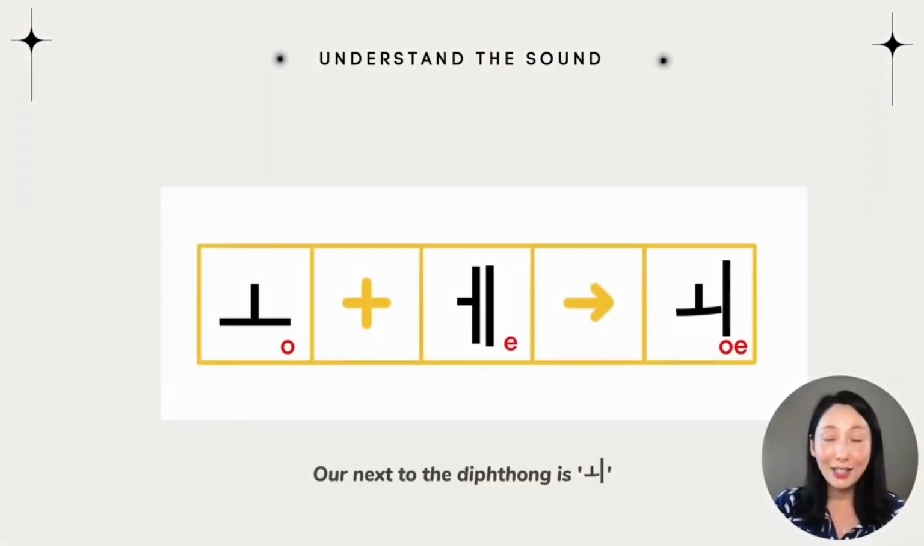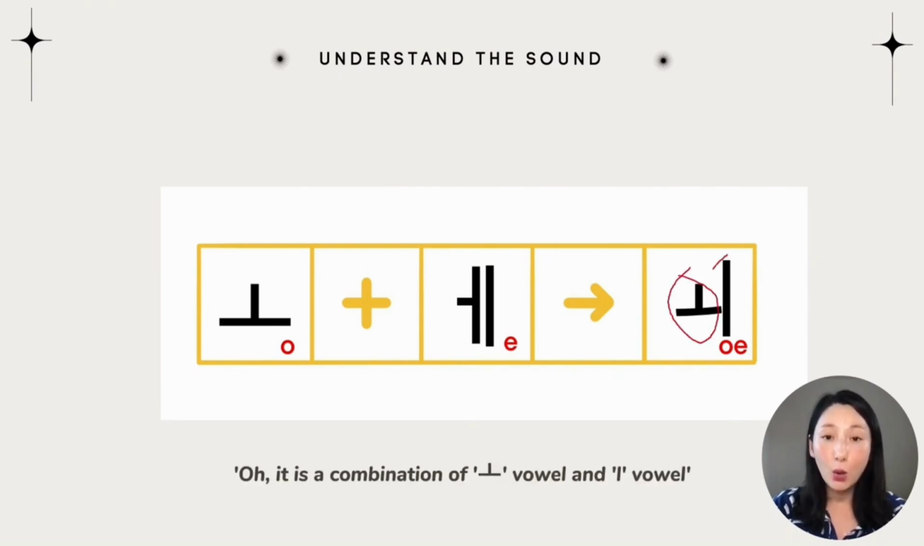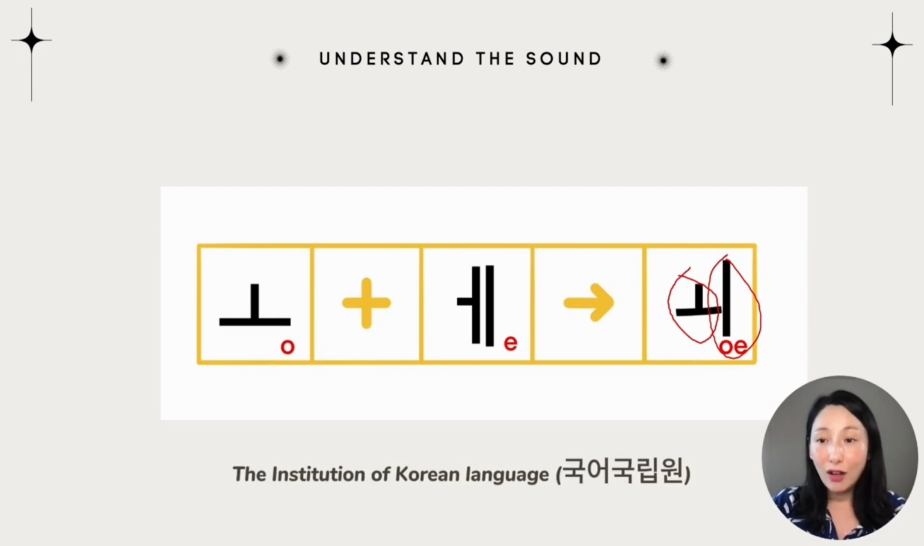Our next diphthong is we. If you look at the letter design, you must be thinking, oh, it is a combination of U vowel and E vowel, so it must be pronounced as oi. That's not the case. We has some unique characteristics. The Institution of Korean Language classifies we as a single vowel.